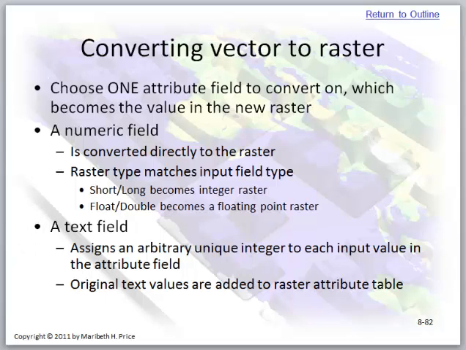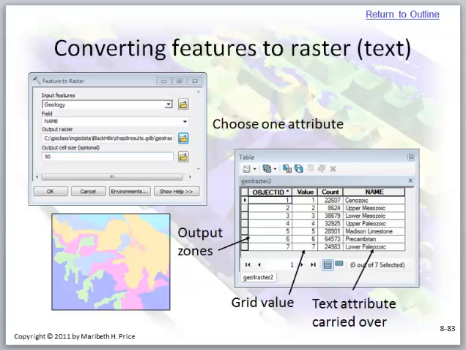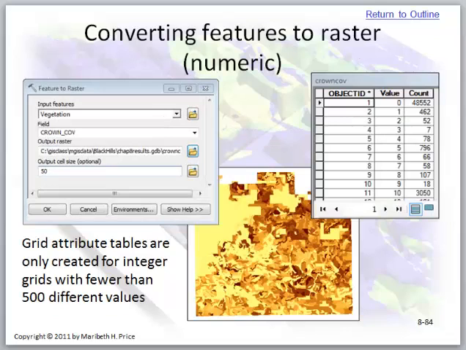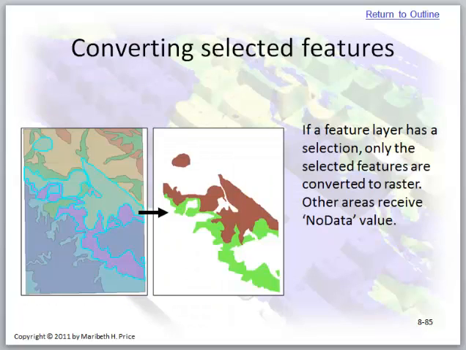We will convert from vector to raster. Converting features to raster, and in parentheses you notice text. There's some output zones, a grid value, and the text attribute that is carried over. Features to raster using a numeric. The grid attribute tables are only created for integer grids with fewer than 500 values. Converting selected features. If a feature layer has a selection, only the selected features are converted to raster. Other areas receive no data, or the no data value.